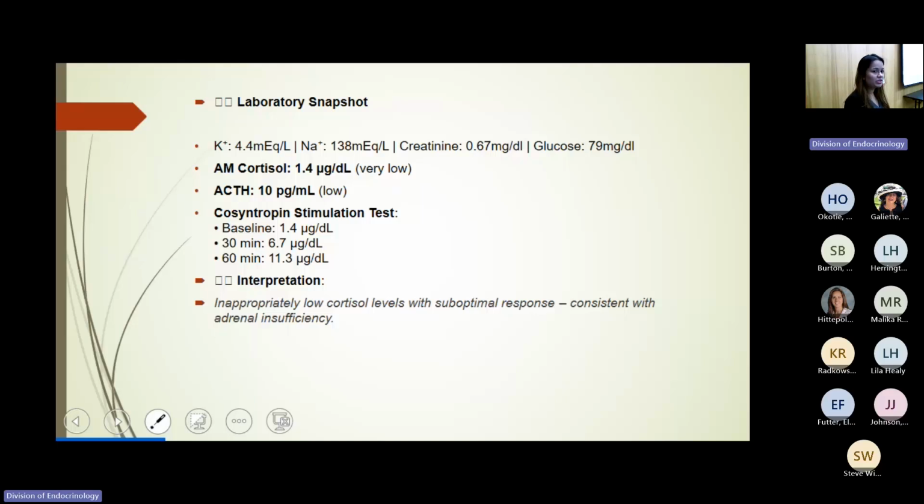We did a cosyntropin stimulation test, done in the morning around 9:30 a.m. Baseline was 1.4 the same morning. At 30 minutes it was 6.7, that's still low. And then at 60 minutes it was 11.3 micrograms per deciliter, still low at the maximum response. Interpretation for this test was inappropriately low cortisol levels with suboptimal response to dynamic testing. It was consistent with adrenal insufficiency.